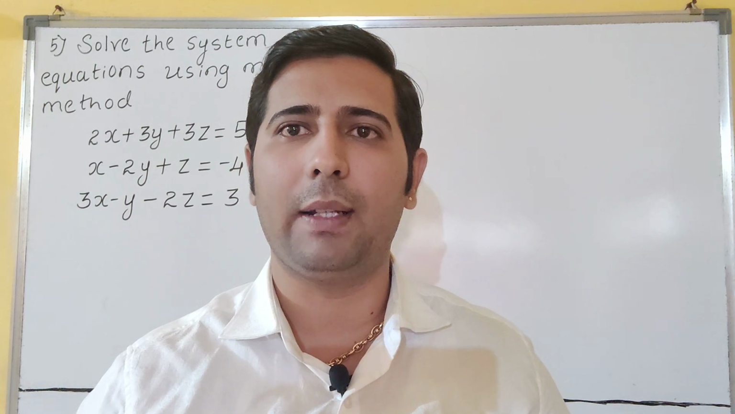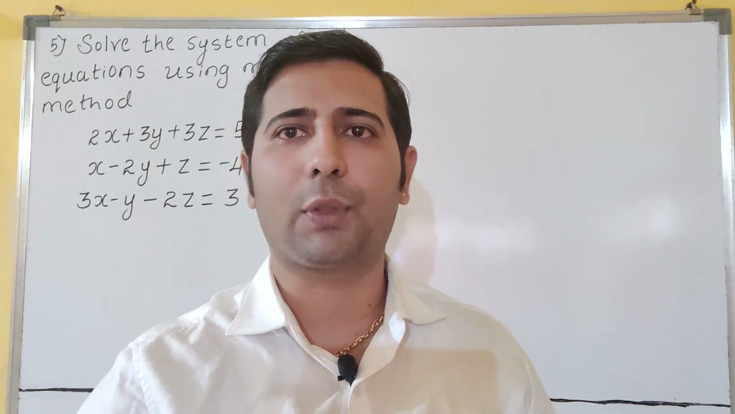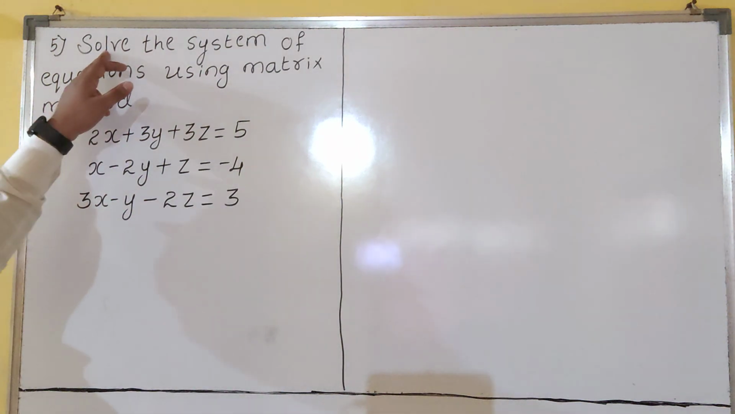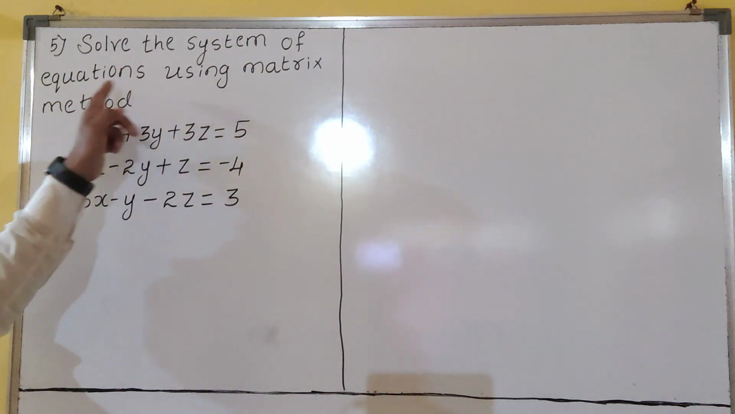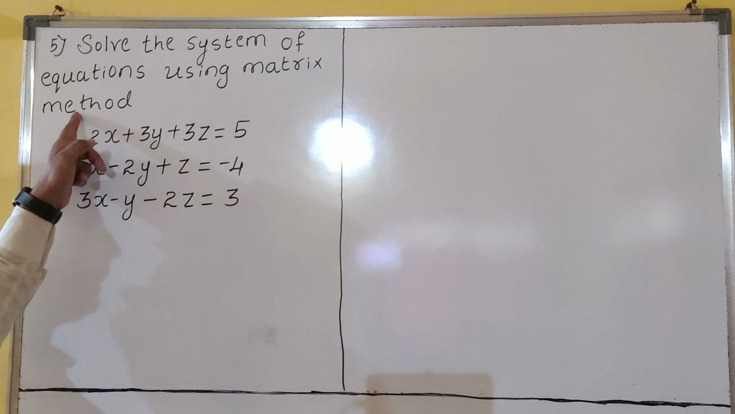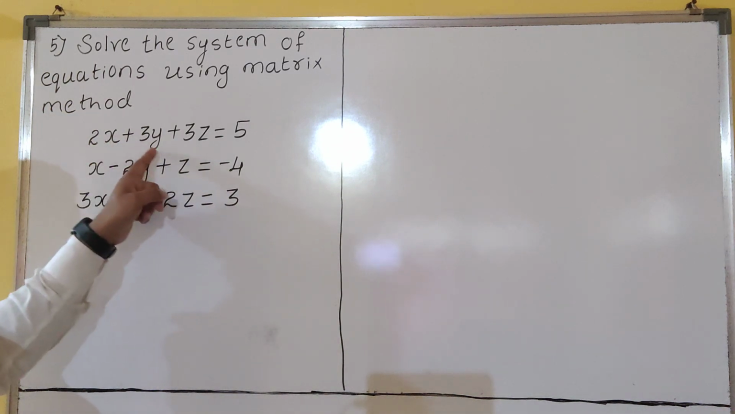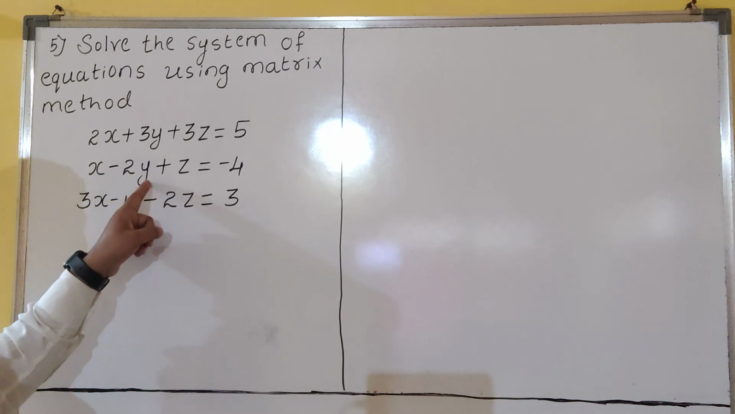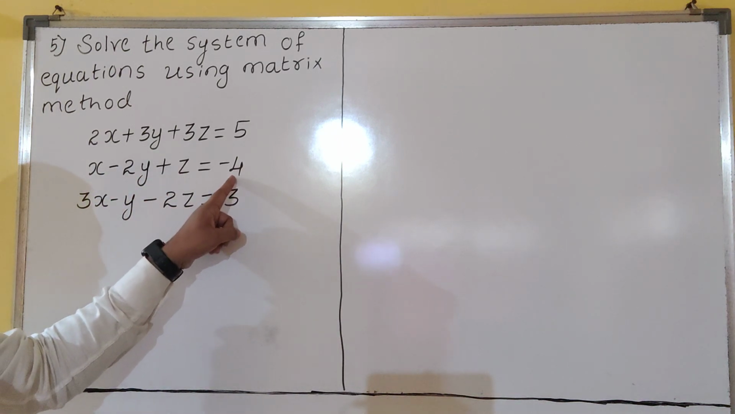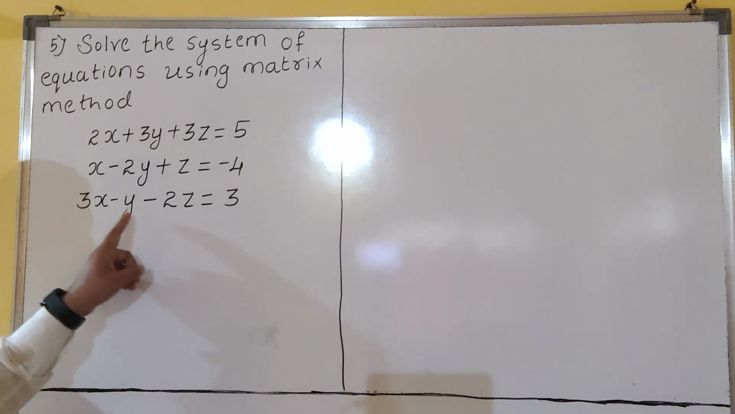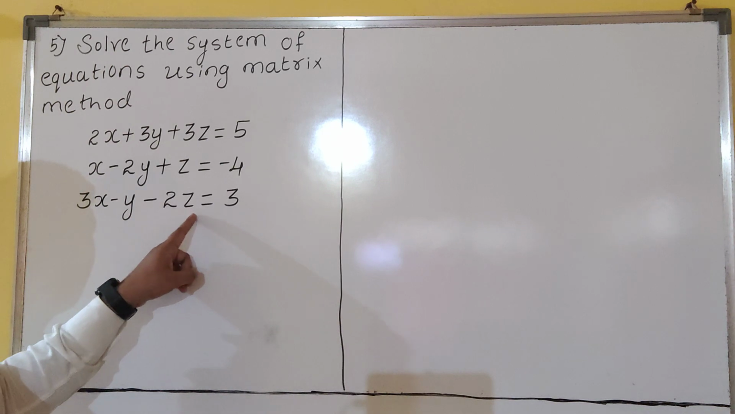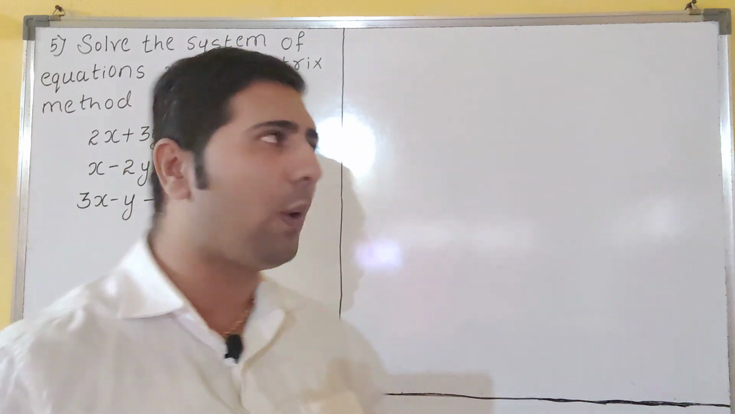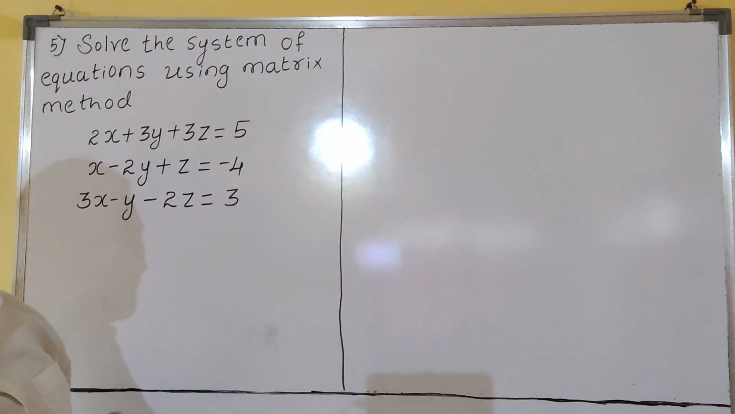In today's class we will learn determinants, 5 marks, fifth question, dear students. Let us see what they had asked. Solve the system of equations using the matrix method, dear students: 2x plus 3y plus 3z is equal to 5, x minus 2y plus z is equal to minus 4, 3x minus y minus 2z is equal to 3. So this question we have to solve using the matrix method, dear students.